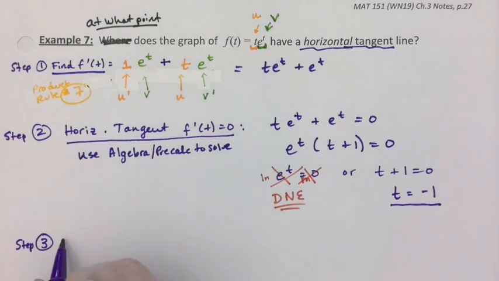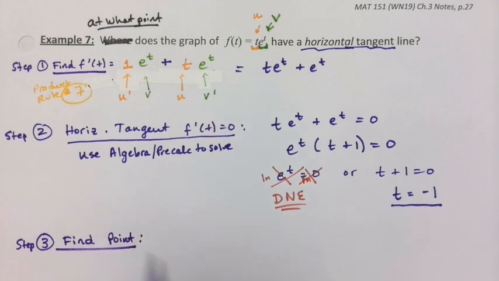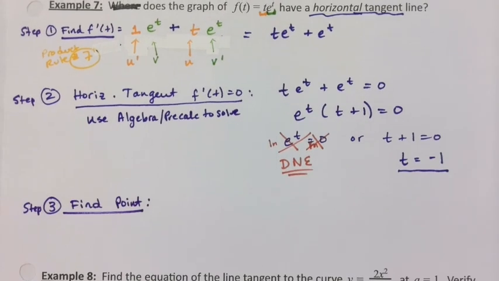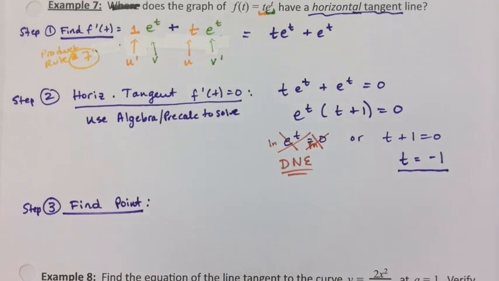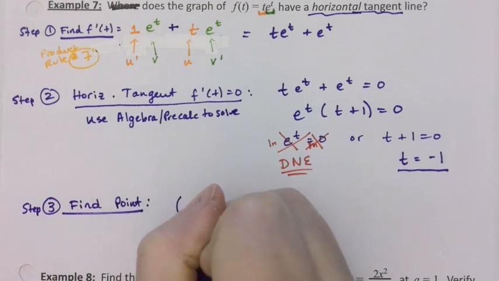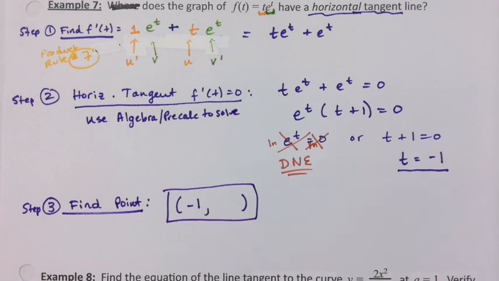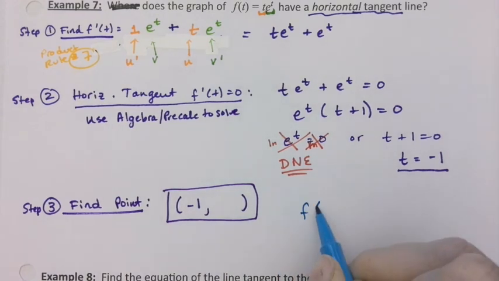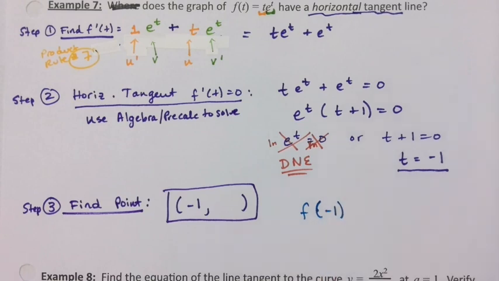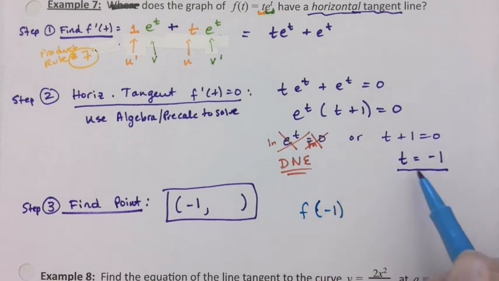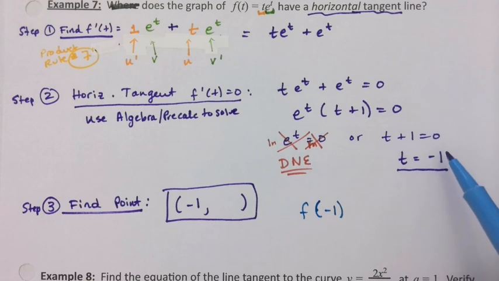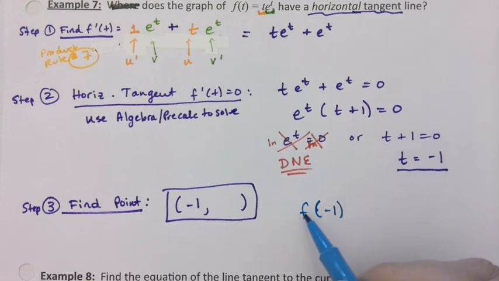So let's find the point. Well, we have the t-coordinate, t equals -1. So we just need to have the f of t value to go with it. So we know it's -1 comma something, right? We just need to figure out the something. All right, so to do that, I will find f of -1, not f prime. F prime of -1 I know will be 0. I just proved it right here. The derivative is going to be 0 because it's going to have a horizontal tangent there. I want f of -1.